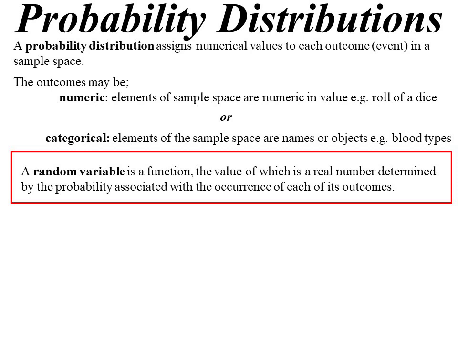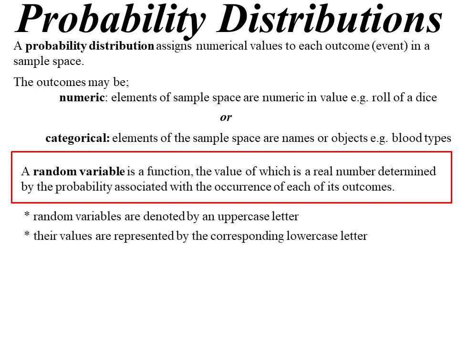Now, what is a random variable? We're going to be looking at random variables. A random variable is simply a function. The value of that function is all to do with the probability of the event happening. Random variables we usually denote with an uppercase letter, and then its value we represent with a lowercase letter.